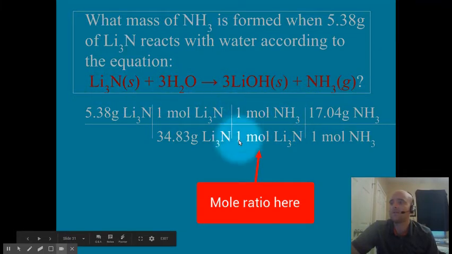These numbers here come from the coefficients in the chemical equation. So the coefficient here is an understood 1, and the coefficient here is an understood 1. You could actually move to any one of these if the problem asks for it, but it asks for lithium nitride and ammonia. Then I'll just convert moles back to grams. So this is a 4-step problem.